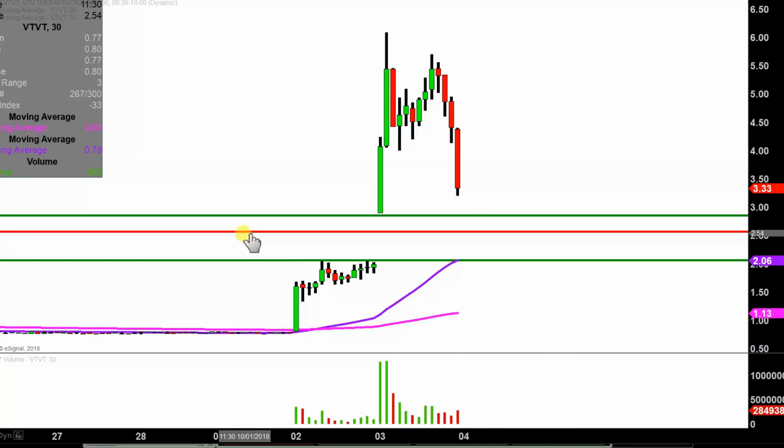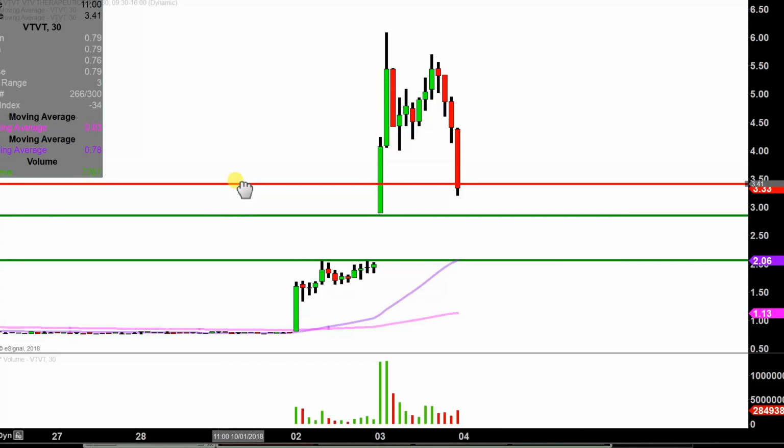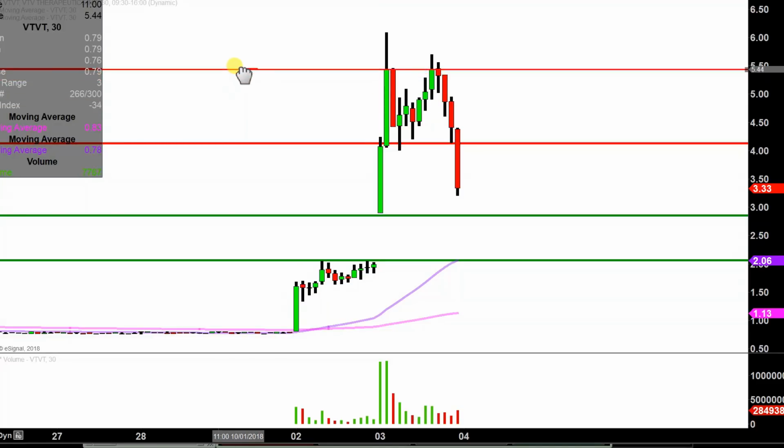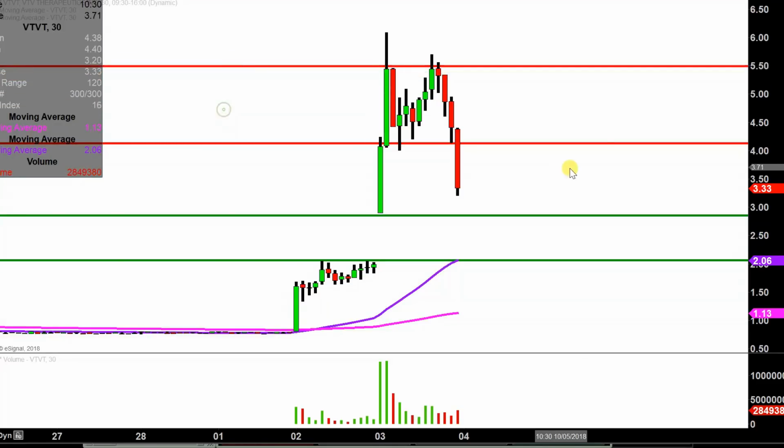In terms of levels of resistance, if this thing does actually level off and start to head back upwards, initial area of resistance to keep an eye on right there around $4.15. And then the next key overall level after 4.15, right up here at, what is that, 5.50. So 4.15 and 5.50, a couple of areas of resistance to watch going forward.